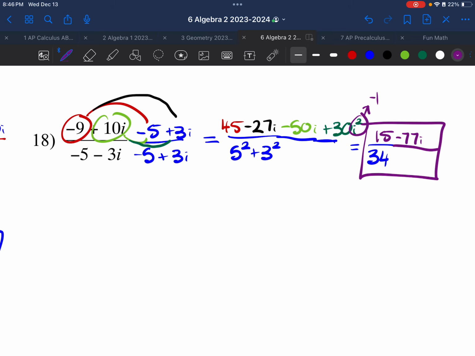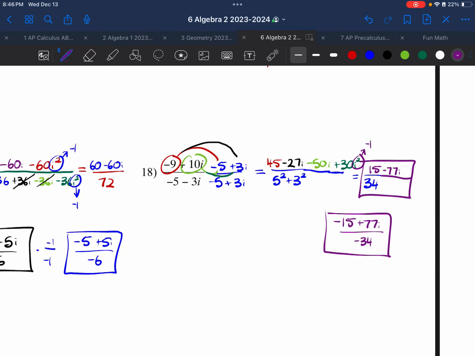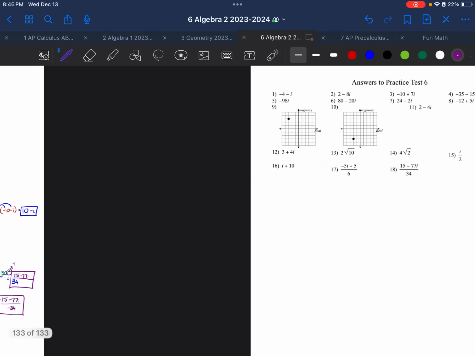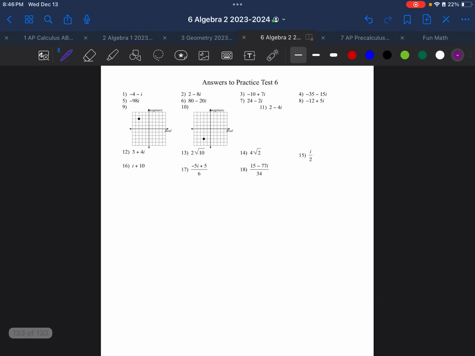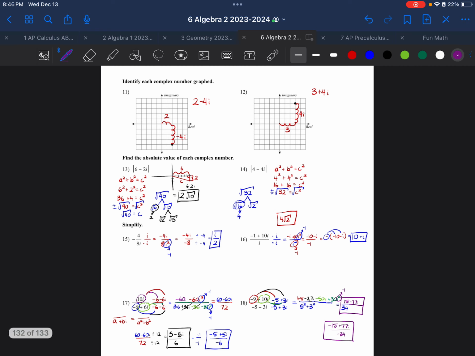Just as a reminder, you could also multiply the numerator and denominator by negative 1. If you did that, you would get a negative 15 plus 77i all over a negative 34. This is also a valid solution. All right, and I'm just checking my work. 15 minus 77i over 34. That was the answer that they got. They got my first answer.